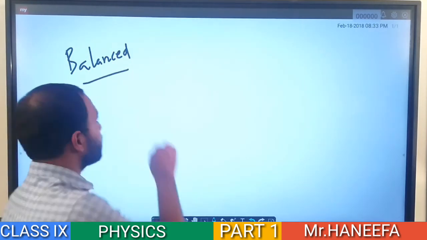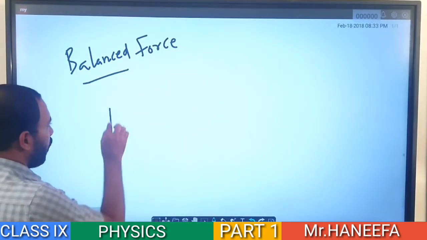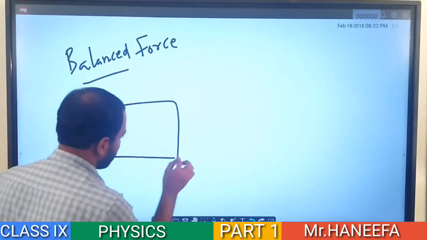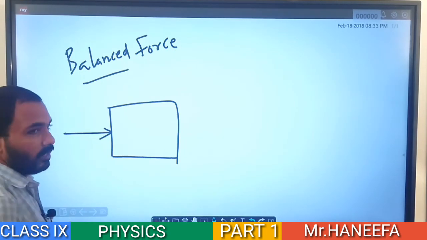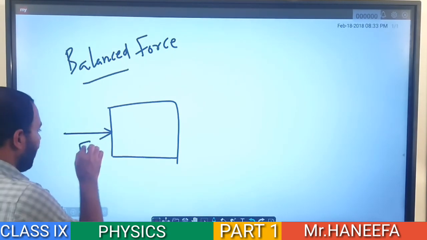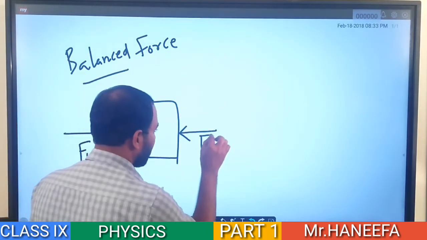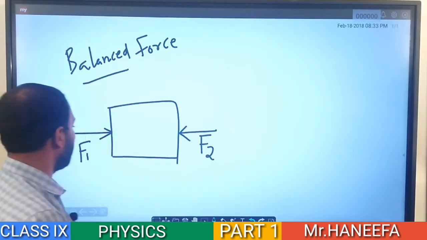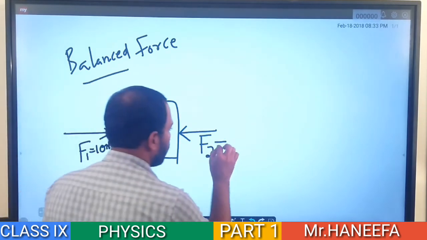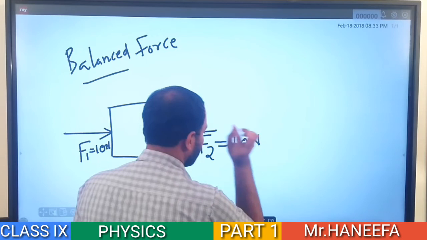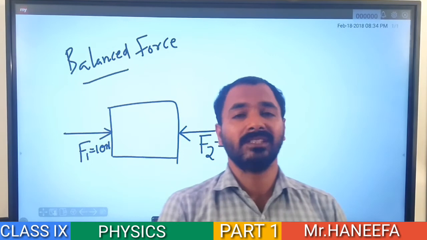First, balanced force. So, first we consider a box. This side a force is applied. This force is F1. On the other side a force is applied, F2. This force is 10 Newton. This force also 10 Newton. So we can say equal forces are acting on both sides.